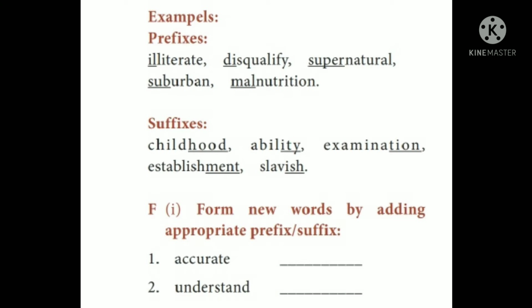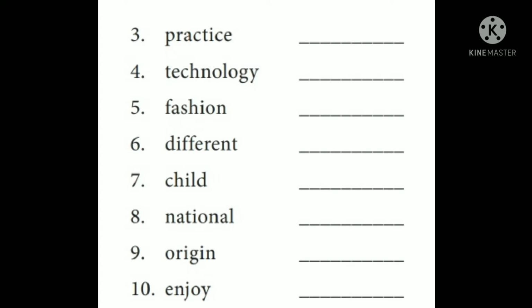So here a few exercises are given. Accurate, you can use in, inaccurate. Next one is understand, misunderstand. The third word, practice, malpractice, mal is the prefix. Next, technology, technological, ical is the suffix we are adding. Next word is fashion, fashionable, able is the suffix. Next one is different, indifferent, in is a prefix, because it is used in front of the word. Next one is child, childhood, hood is the suffix.